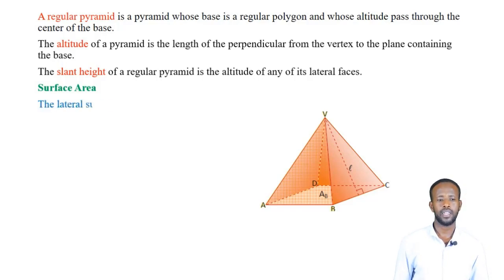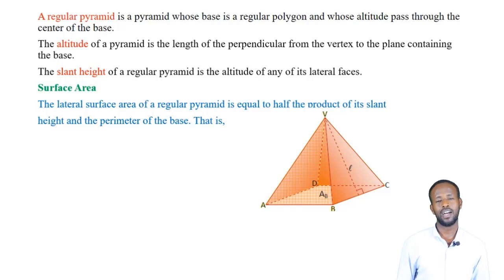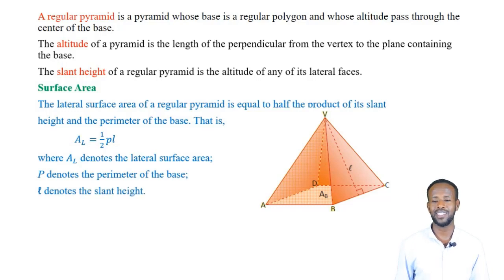Let us see. The lateral surface area of a regular pyramid is equal to half the product of its slant height and the perimeter of the base. If you want to find the lateral surface area, you will multiply what? Half of the perimeter of the base and what? The slant height. Now, the lateral surface area is equal to half of BL. B stands for perimeter, L stands for what? The slant height. We can see here, where AL denotes the lateral surface area, B denotes the perimeter of the base, and L denotes what? The slant height of the pyramid, isn't it?